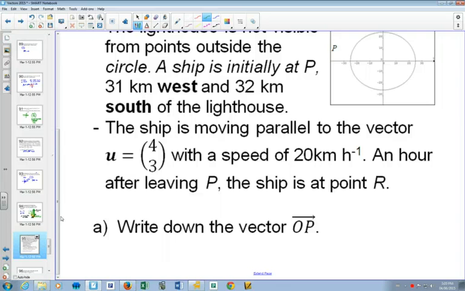So write down the vector O to P. Well, if we're at 31 kilometers west and 32 kilometers south, the point P actually would be down there, and its position vector would be 31 in the negative direction here and negative 32 down there.